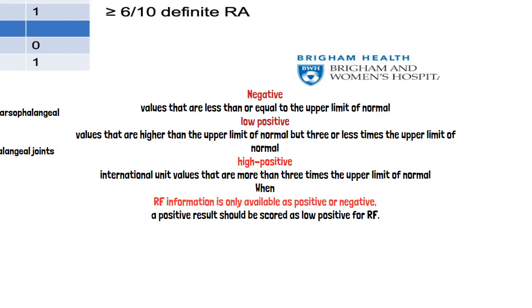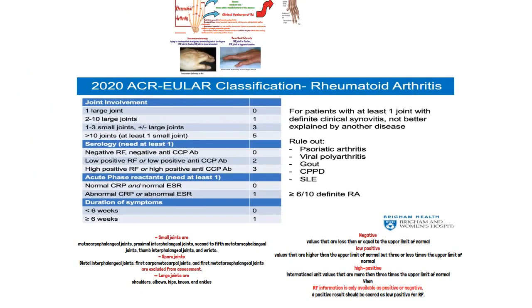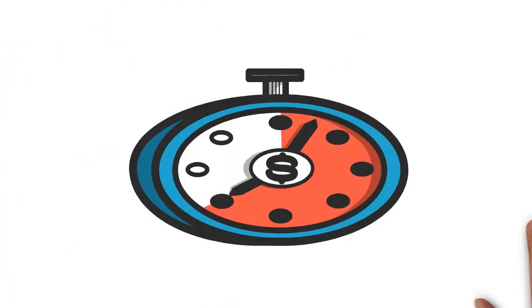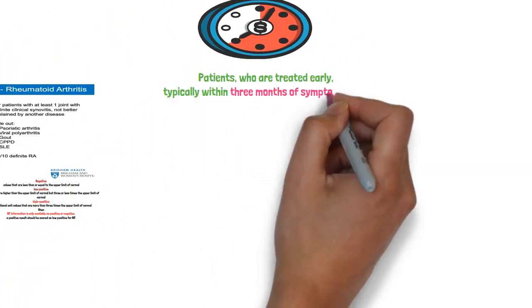The last category is acute phase reactants, and we need at least one. If normal C-reactive protein and normal ESR, this means 0 points. Abnormal CRP and abnormal ESR means 1 point. If the patient takes a score of 6 or more out of 10, it is definite rheumatoid arthritis and the patient is diagnosed with rheumatoid arthritis. It is important to diagnose the patient with rheumatoid arthritis early.